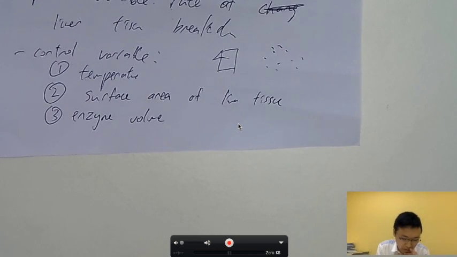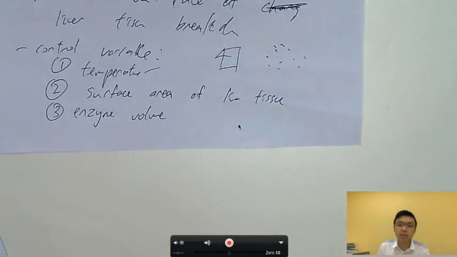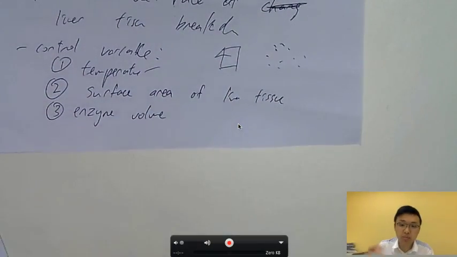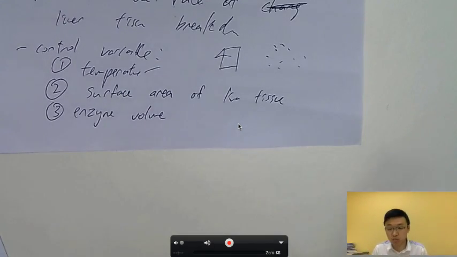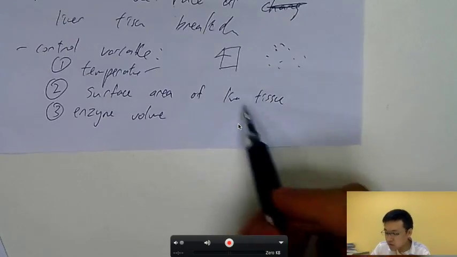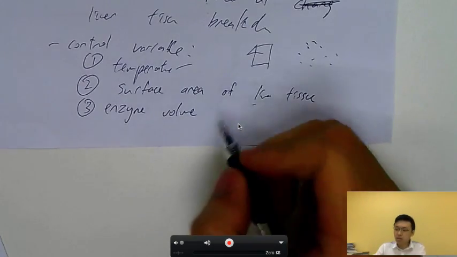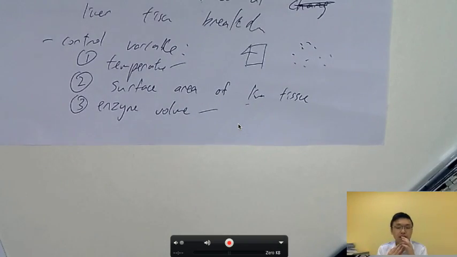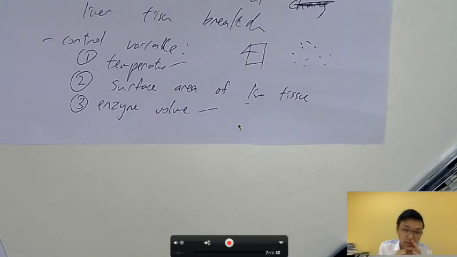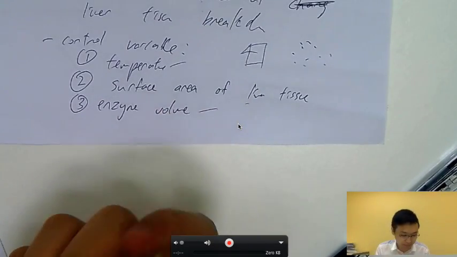And for a controlled variable, you want to explain how you keep it constant. For example, how do we keep temperature constant? We keep temperature constant by performing the experiment in the same room, setting the air conditioner at the same temperature. For the surface area of liver tissue, you can say we will cut liver tissue into 1 cm by 1 cm cubes. For enzyme volume, you can say the enzyme volume is going to be kept at 50 milliliters, measured carefully by a pipette. Something like that.